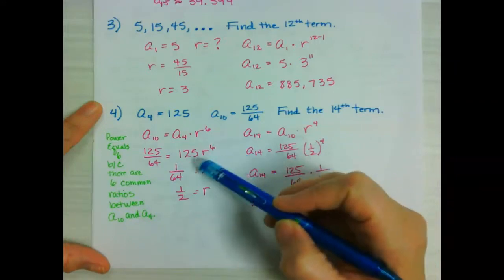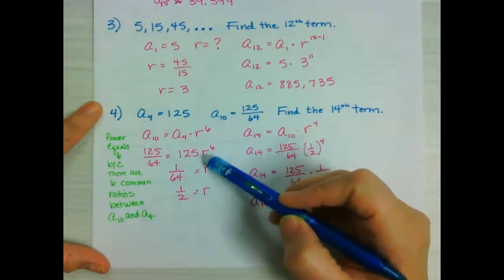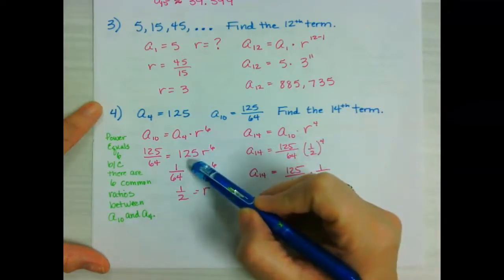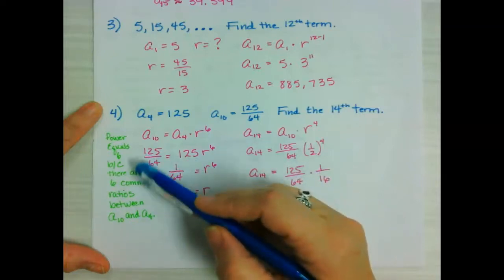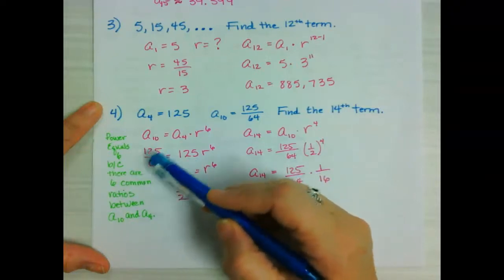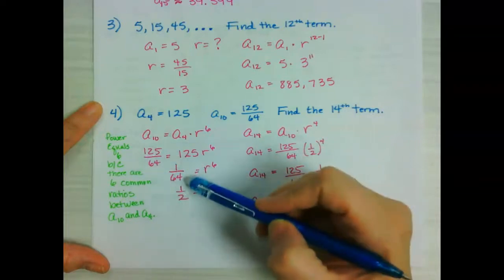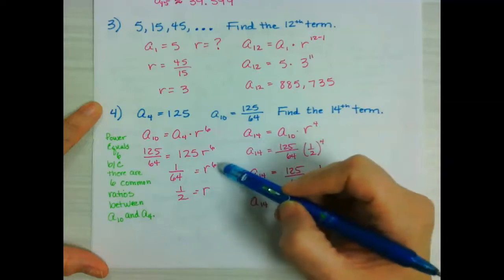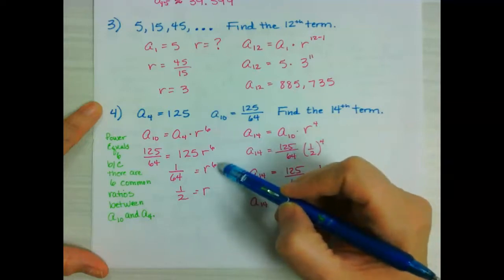So in other words, to get r to the 6th by itself, so I can get down to this r, which is kind of hidden inside the exponent, I'm going to divide both sides by 125 or multiply by 1 over 125. And when I multiply this by 1 over 125, the 125s are going to cancel. And I'm just left with 1/64. All right, how do I get down to this r? If it's the power of 6, I want to take the 6th root.